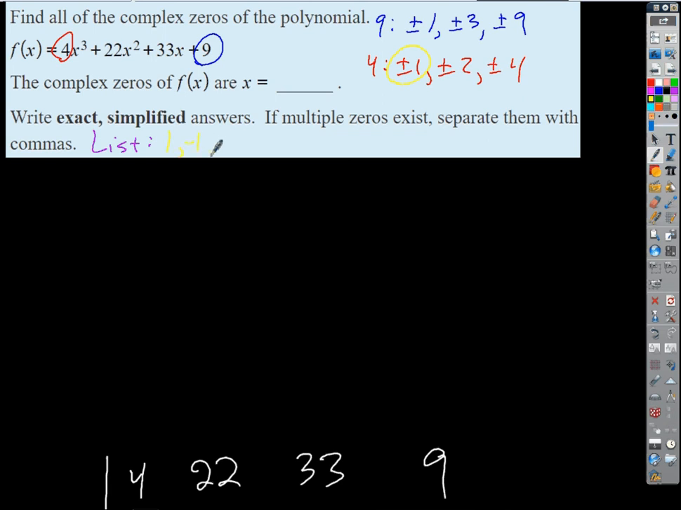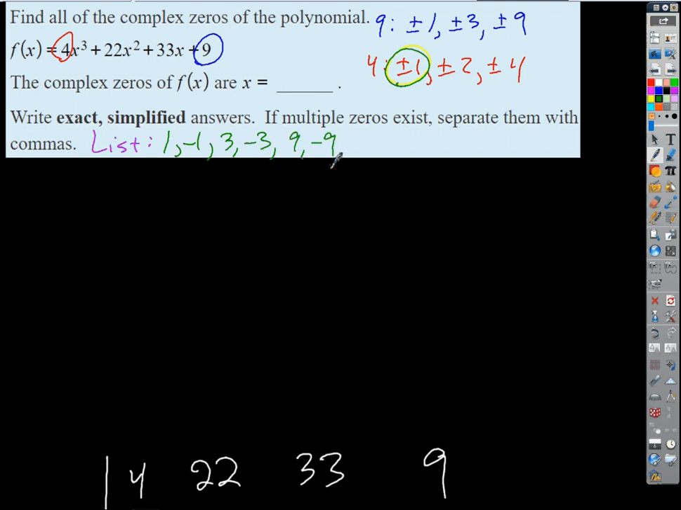Those don't show up very well, do they? Let's pick a different color. I'll make these green. So if we divide by plus or minus 1, we're just going to get 1, -1, 3, -3, 9, -9, right?